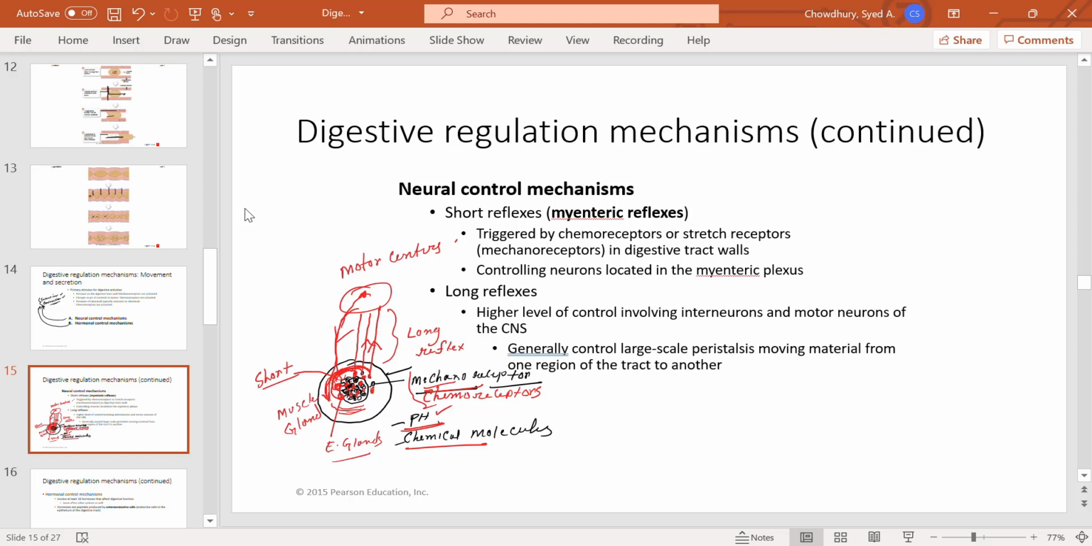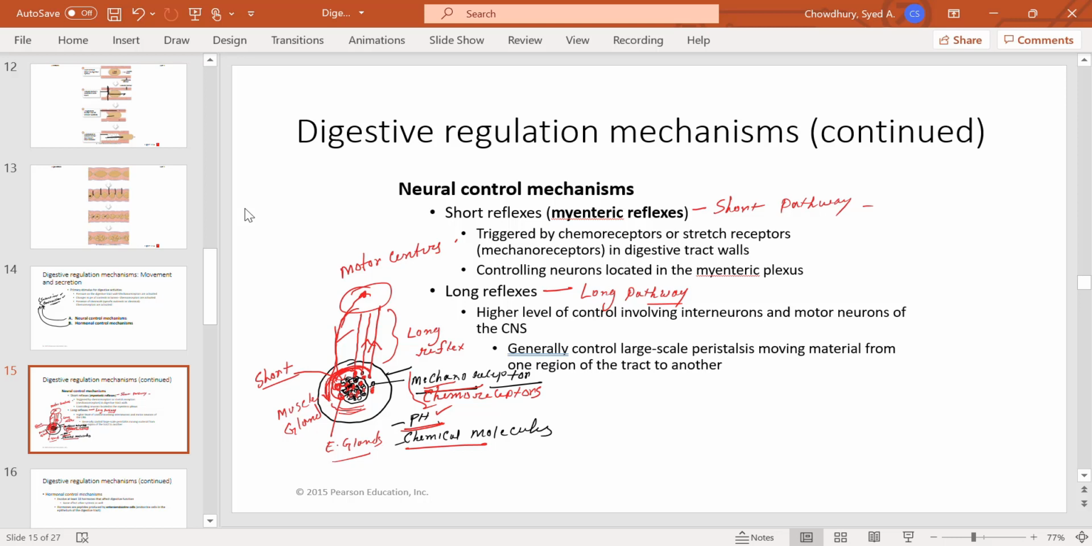Okay, so the secretion and contraction can occur due to short reflex activation in the wall only, or can be activated through the long pathway or reflex. So long reflex is long pathway. Long pathway, it goes outside of the wall of the GI tract, and this is short pathway. Make sense?